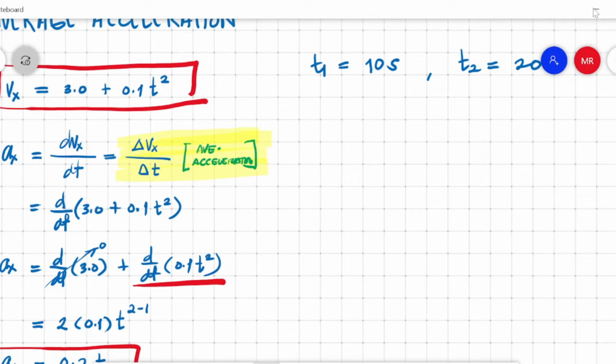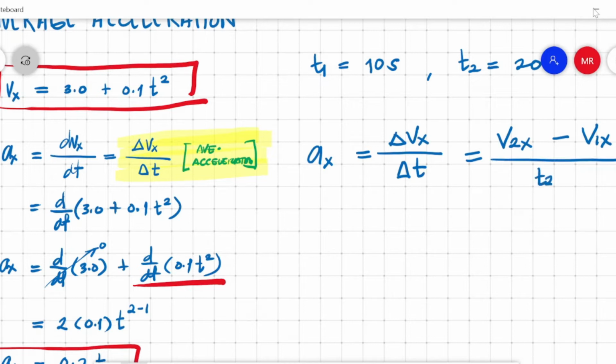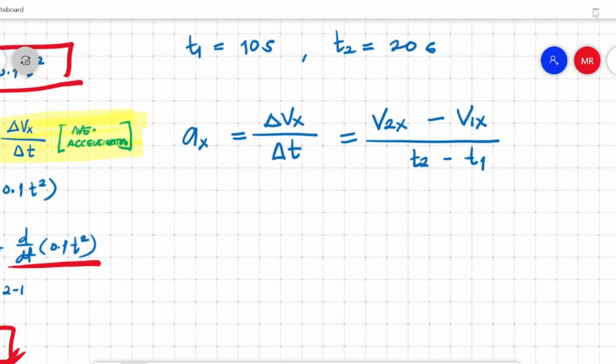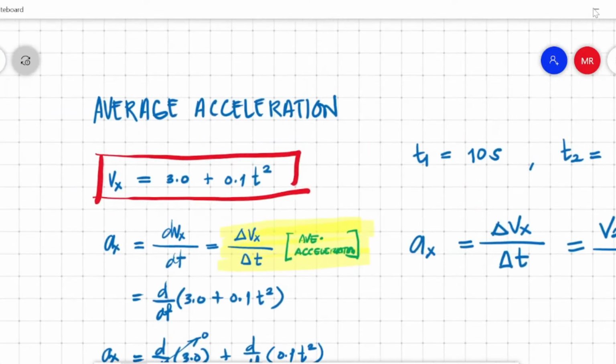t. This is our equation for average acceleration. If average acceleration ax is equal to delta Vx over delta t, therefore this is also equal to V2x minus V1x over time 2 minus time 1. This is now our equation for average acceleration. Now we already have the velocity function, Vx is 3.0 plus 0.1 t squared.